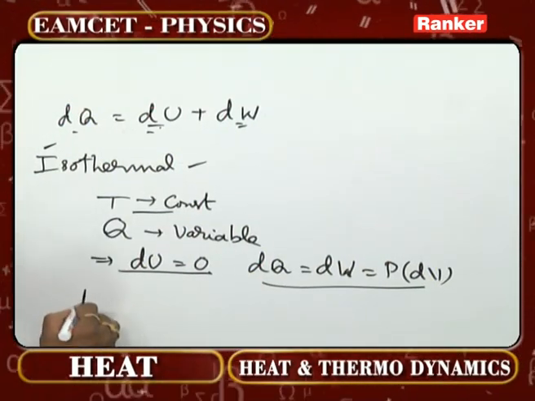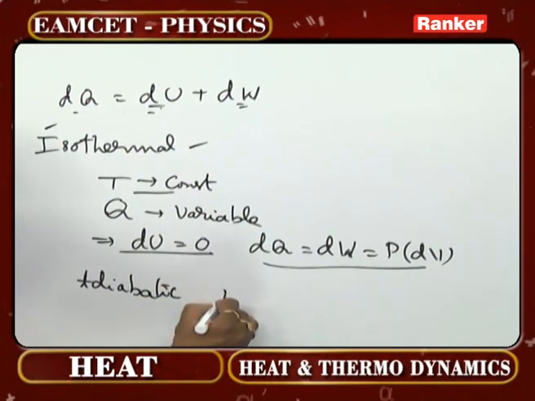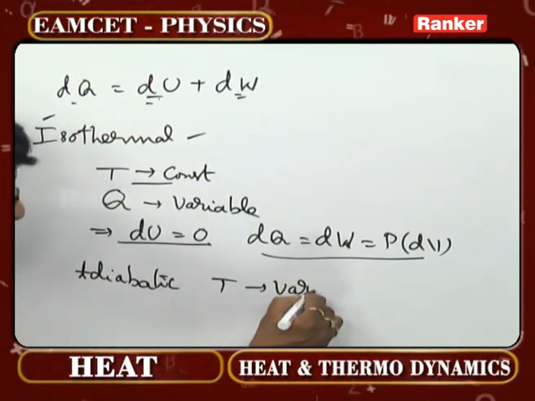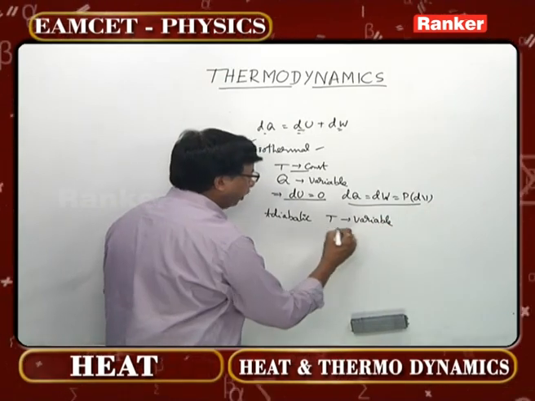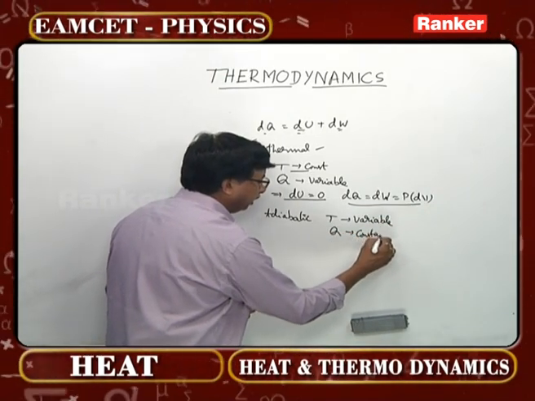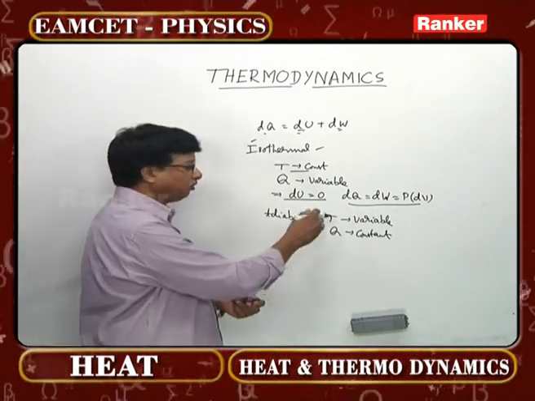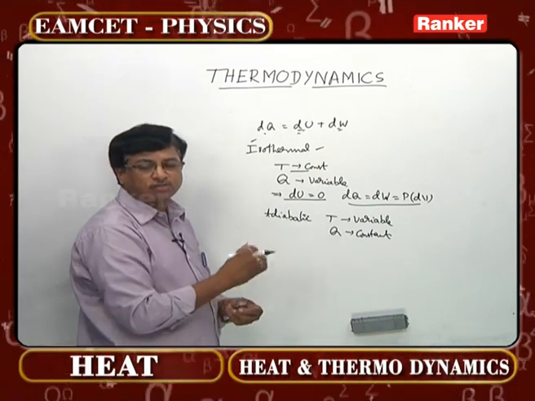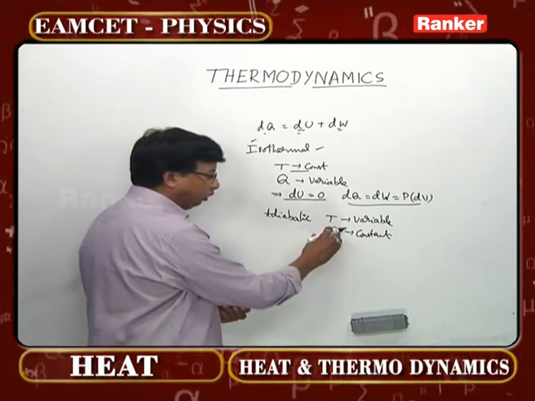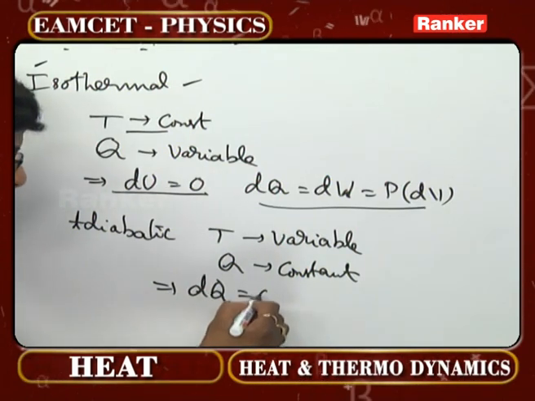Now, if you take, for example, an adiabatic process, where you find the temperature is variable, but of course we can understand that the quantity of heat energy remains constant. It means neither the system takes heat energy from the external surroundings, nor the system releases heat energy to the external surroundings. So dQ is going to be 0 in this particular adiabatic process.